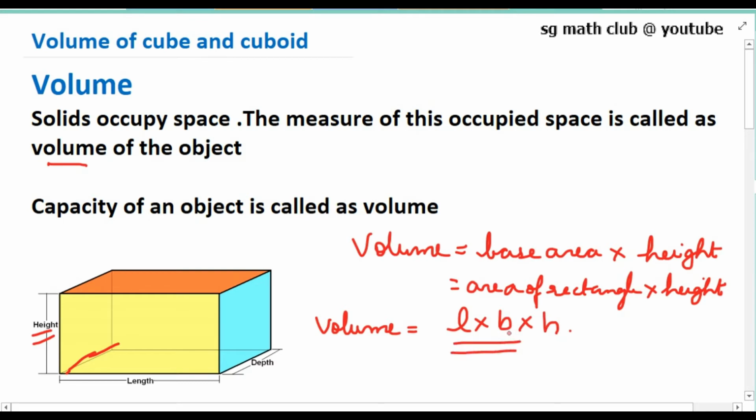This is length into breadth into height, and the volume is measured in centimeter cube or meter cube or in liters. So since it has got 3 dimensions, length into breadth into height, volume is measured in centimeter cubes, meter cubes or liters. And the formula to find out volume of cuboid is length into breadth into height.